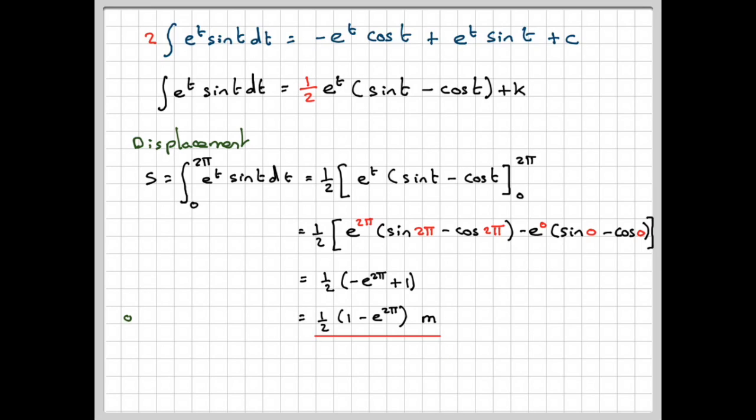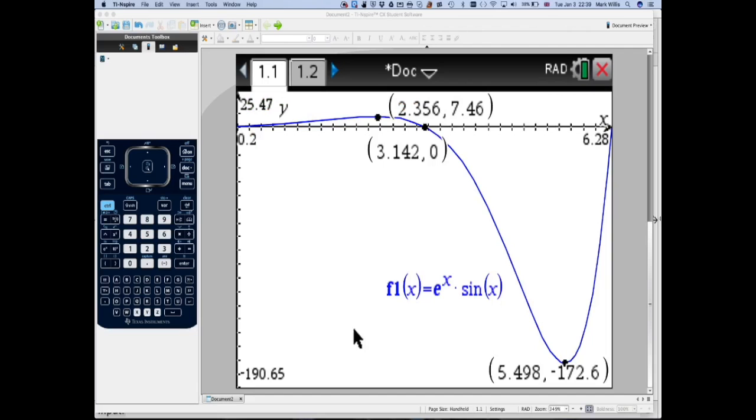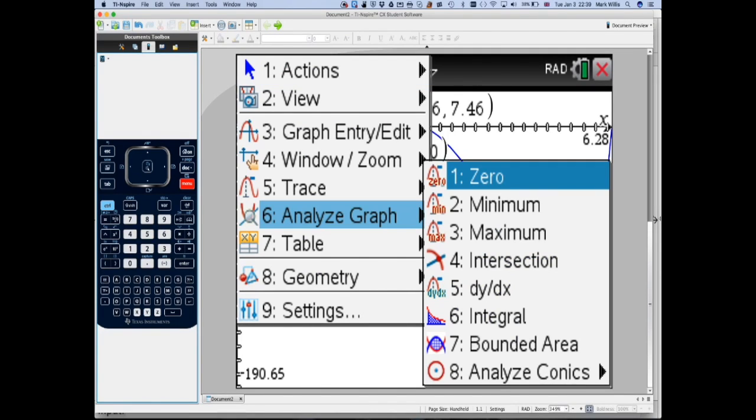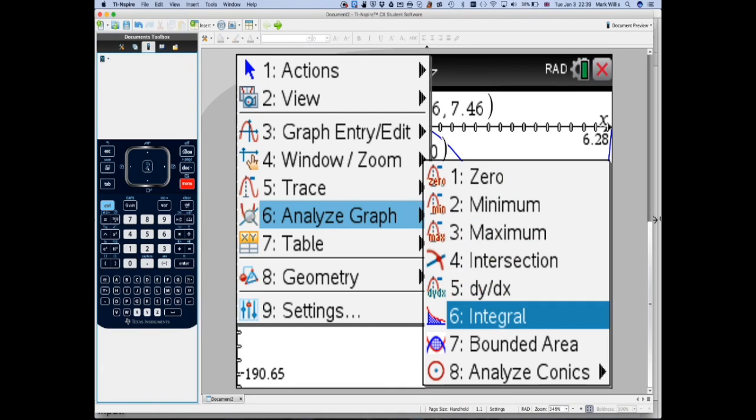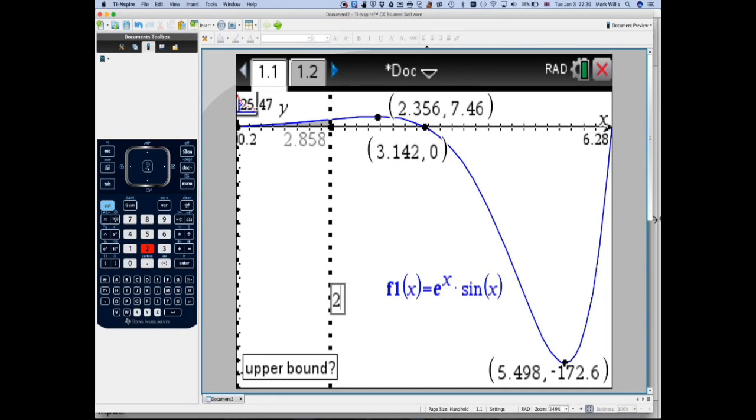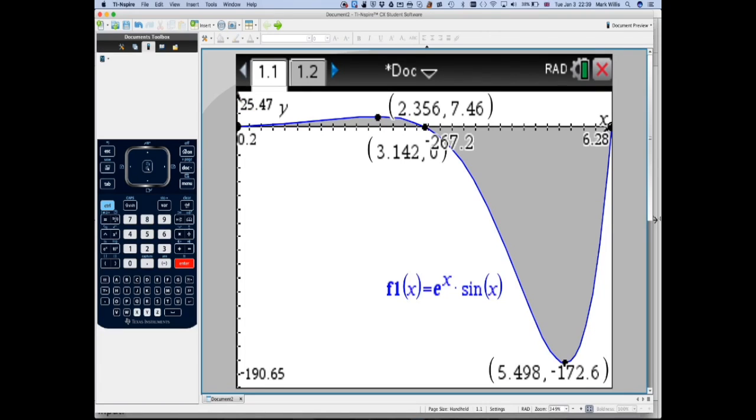Now, you would probably do this on the GDC. To do this on the GDC, go to the GDC. We've already got the graph. So what we do is menu, 6, analyze the graph, and we go for an integral. We want the lower bound. So the lower bound, we'll just type in 0, and the upper bound write in 2 pi. And all the shaded area gives the displacement. So the value for the displacement, trying to move that across, sorry.